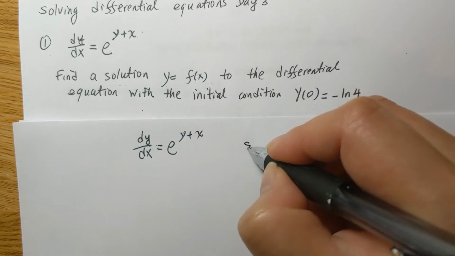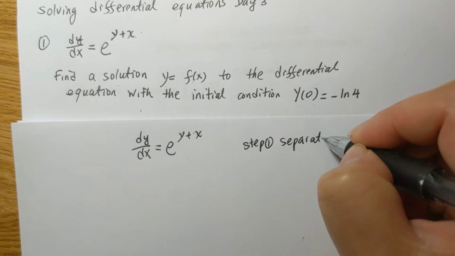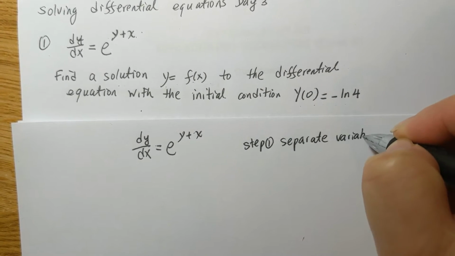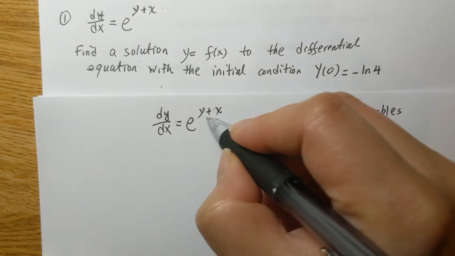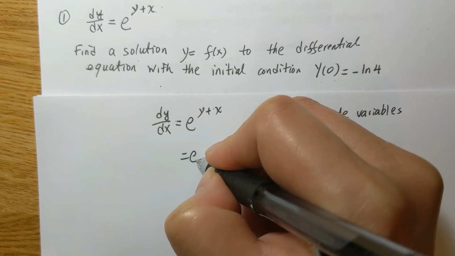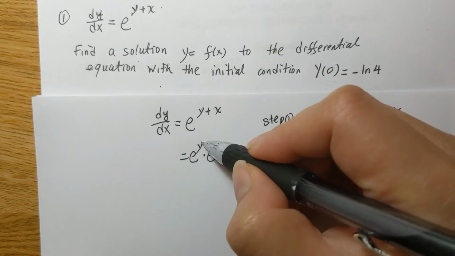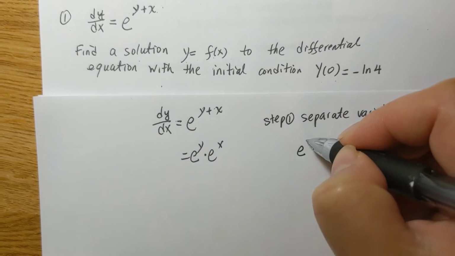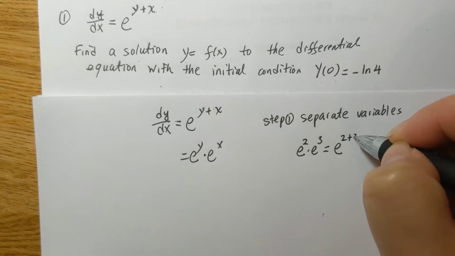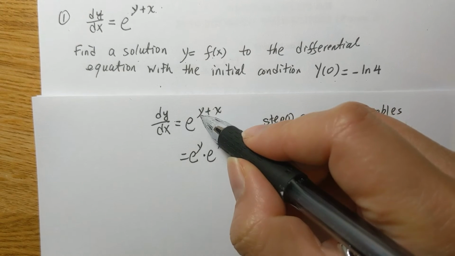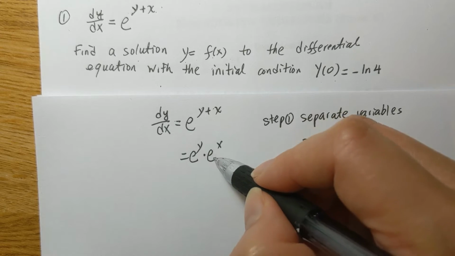So we need to do step number 1, separate variables. The variables are x and y, and they are in the exponent. So I'm going to write e to the y times e to the x. It's like e squared times e to the third power equals e to the 2 plus 3. We go backward, so you get y plus x as the exponent. So now you get e to the y times e to the x.